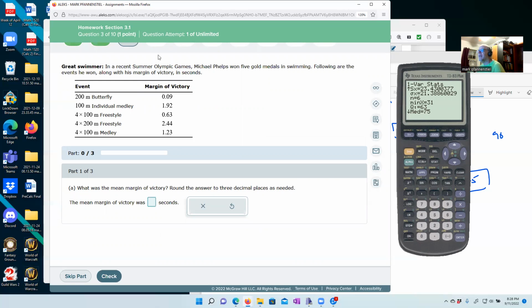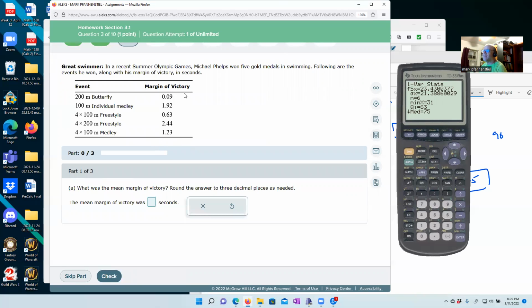In the recent summer games, Michael Phelps won 5 gold medals in swimming. The following are the events he won, along with his margin of victory. These are our values for margin of victory. So recent summer game, he won 5 gold medals: 1, 2, 3, 4, 5.